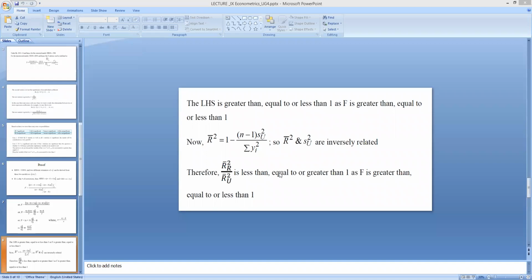So, ma'am, look at the note. Ma'am, can you just repeat the formula for RR bar square? Same formula you need to write.